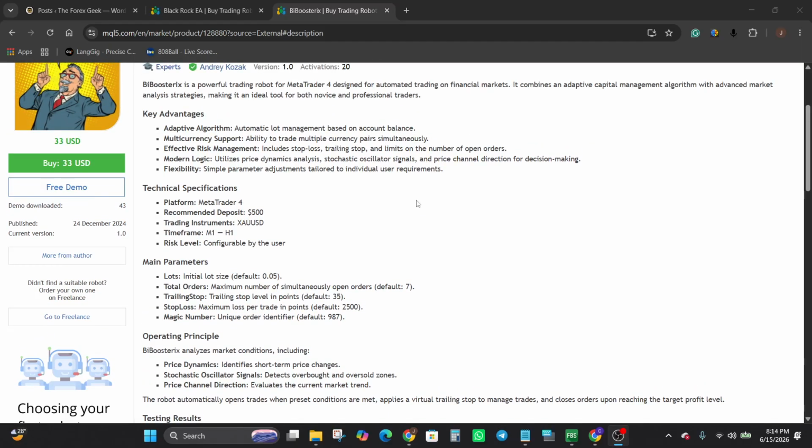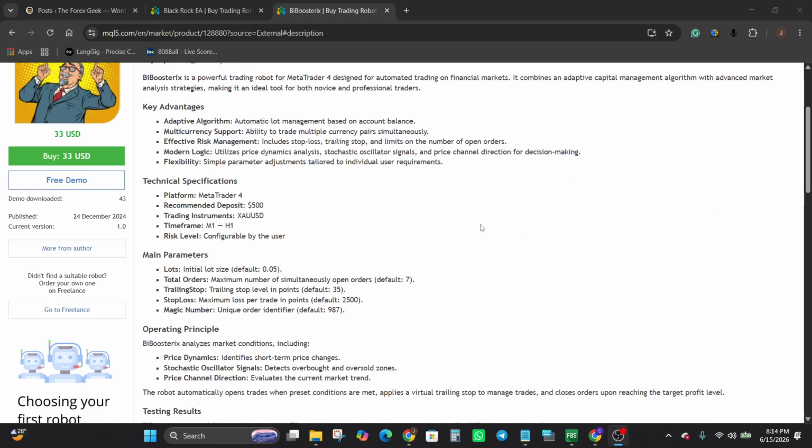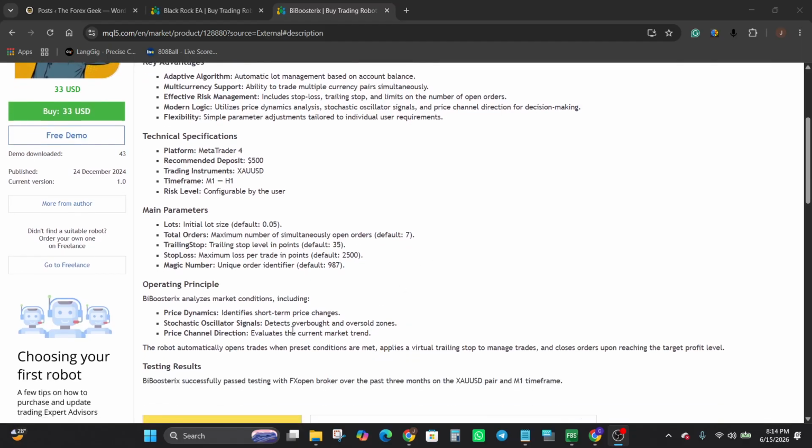So the marketplace information also explains that the EA uses a combination of price dynamics analysis, stochastic oscillator signals, and price channel direction when making trading decisions. In addition, the settings appear straightforward with parameters such as initial lot size, maximum open orders, trailing stop distance, stop loss level, and a unique magic number for trade identification.